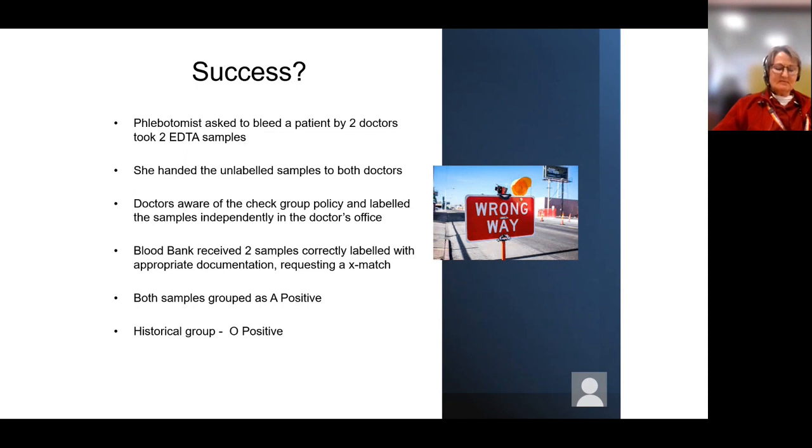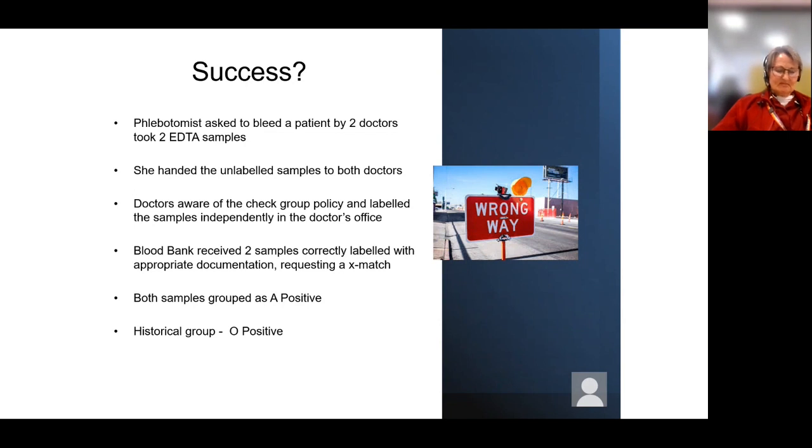She knew about the two-sample rule and actually took two samples. She came out of the room and handed the samples to both doctors. They also knew about the check group second sample rule and labelled the samples independently of each other away from the patient, putting the time of 12:20 on one sample and 12:30 on the other, and signing and dating, confirming that the two samples had been taken independently by two different people at two different times.